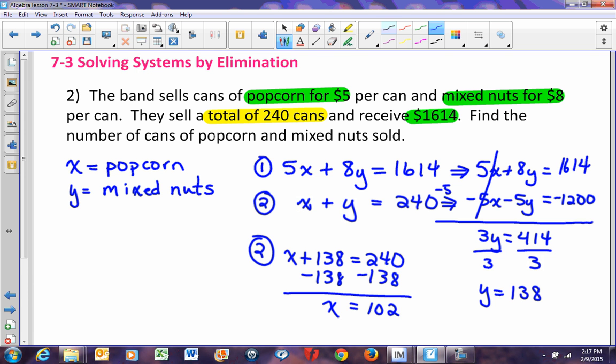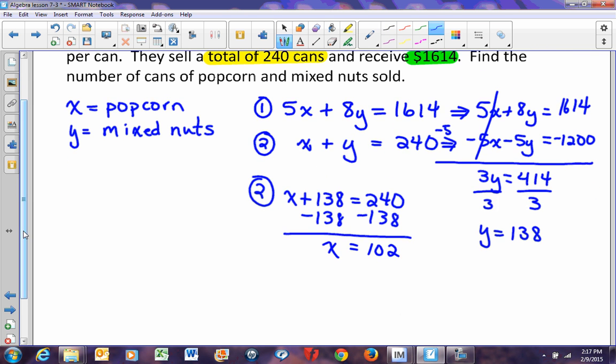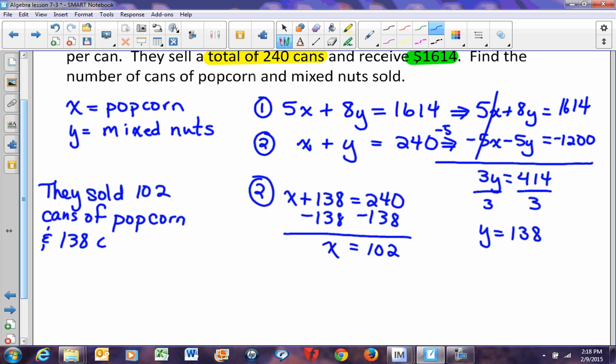So I will need, okay, the number of cans of popcorn and mixed nuts sold. They sold 102 cans of popcorn and 138 cans of mixed nuts.